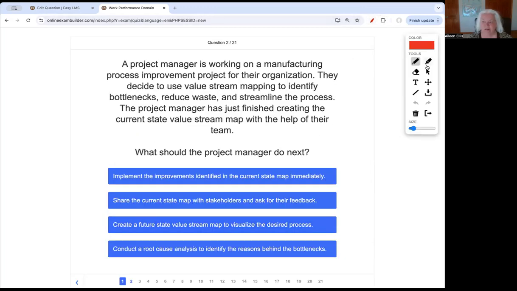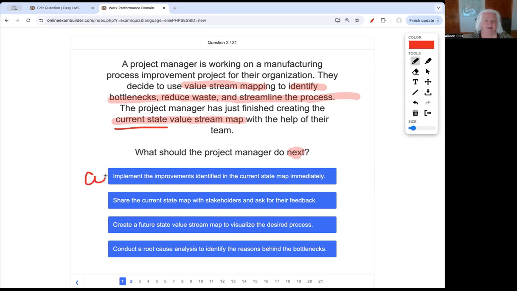Let's do a second question. Again, identify keywords in the question as you read it, not afterwards, but as you read the question. A PM working on manufacturing process improvement decides to use value stream mapping to identify bottlenecks and reduce waste. The project manager has just finished creating the current state value stream map. What should the project manager do next? So this question is on value stream mapping. We have the current state. What do we do next?